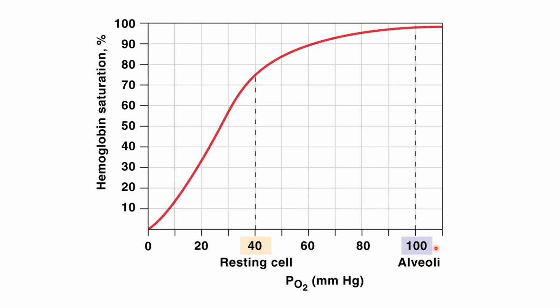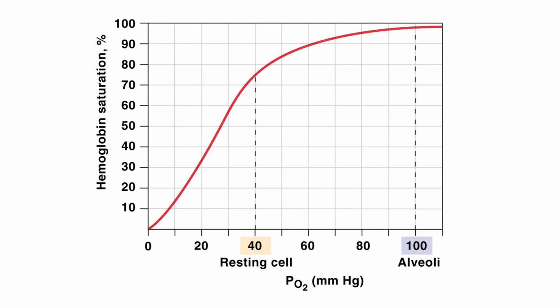If we hit about 100 millimeters of mercury, like we do in the alveoli, our saturation is somewhere around 98, 99%. And when we get out into the cells, that percentage drops down to about 75%. That difference is oxygen that's given off. So when we're out in the tissues, we're going to be giving off oxygen. When we get to the lungs, we're going to be taking it on. That's your normal dissociation curve.